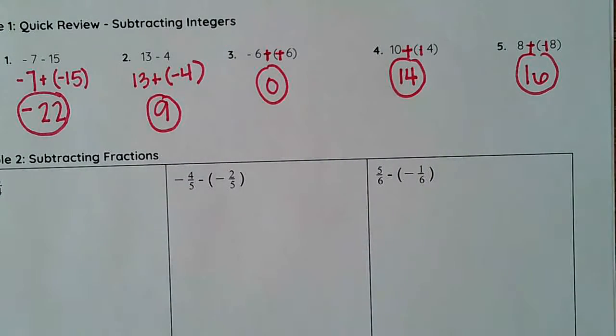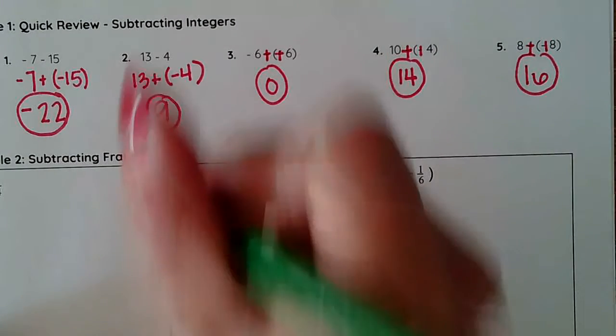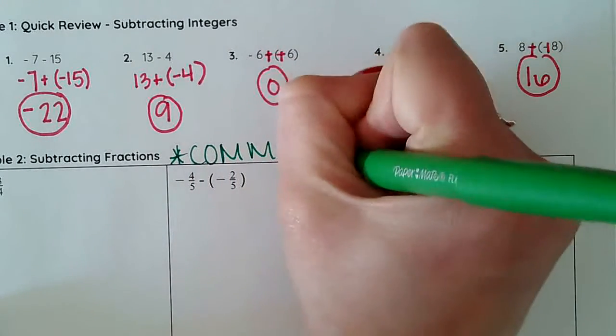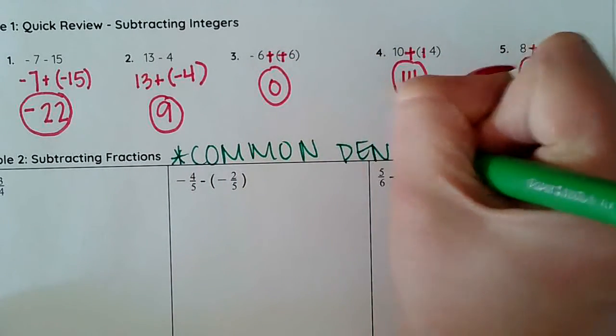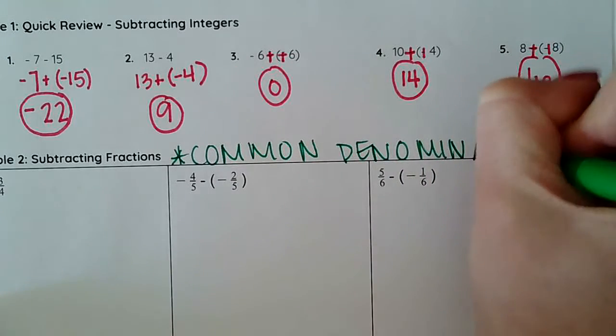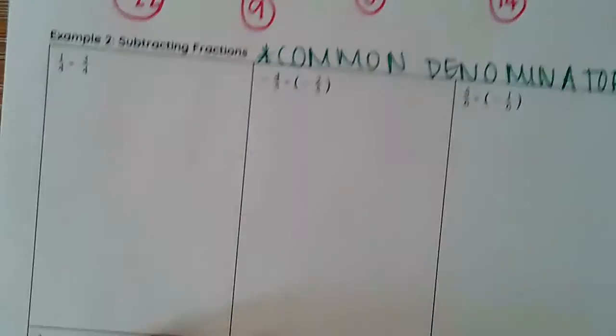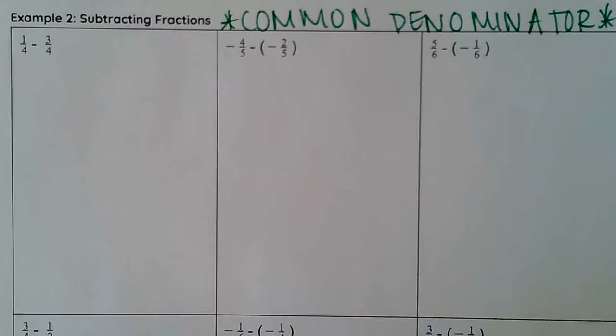So I use those rules to help me today when I'm subtracting positive and negative fractions. The other super important thing that I need to remember is that I must have a common denominator. If I do not have a common denominator, I cannot subtract my fractions. So let's go ahead and give a few of these a try.